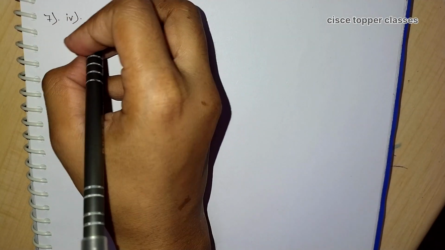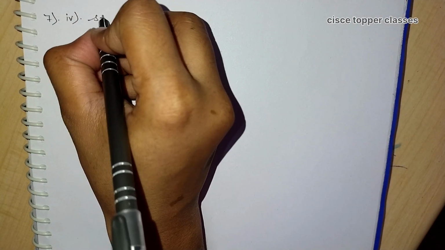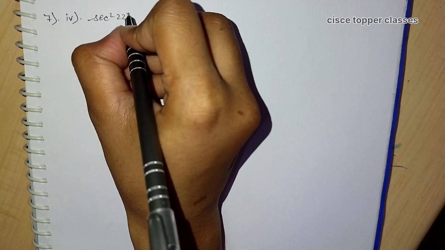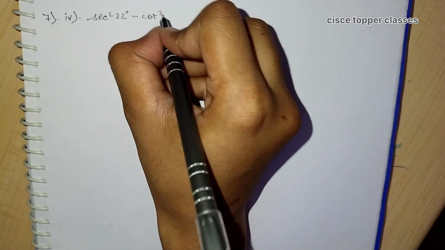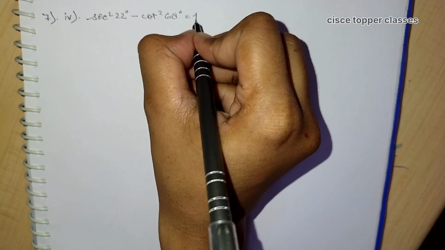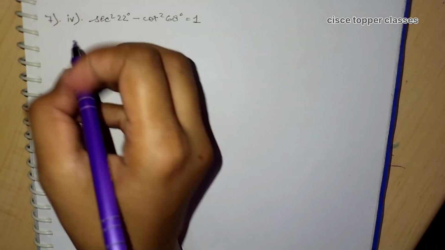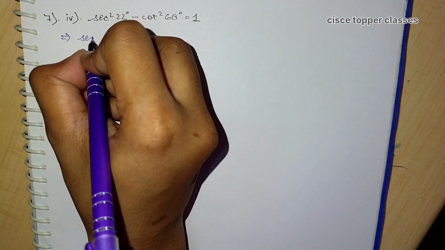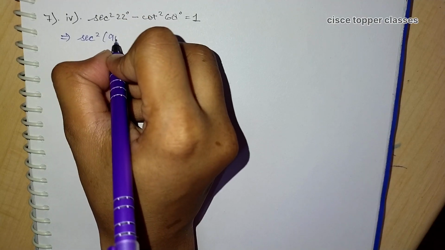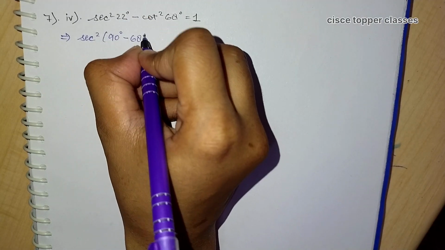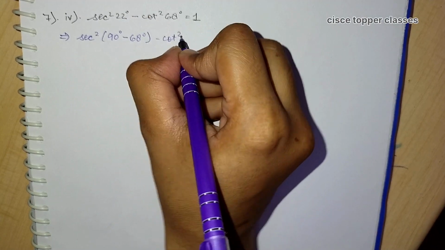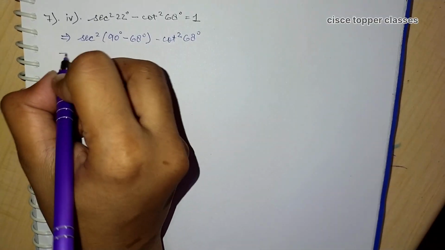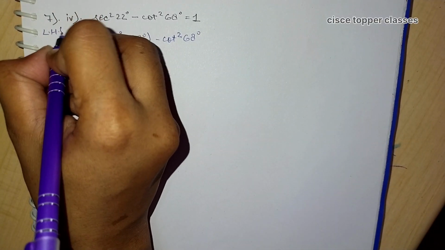Let us solve here question number 7, fourth part. So this is given to us: sec square 22 degree minus cot square 68 degree is equal to 1. From that we can write sec square 22 degree as sec square (90 minus 68) degree, minus cot square 68 degree. And we know that this is the LHS part here.